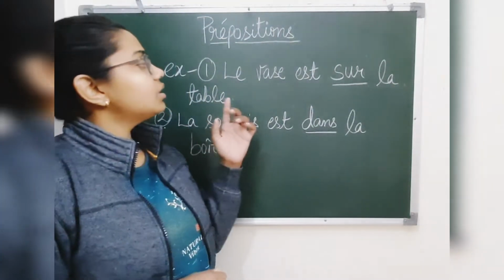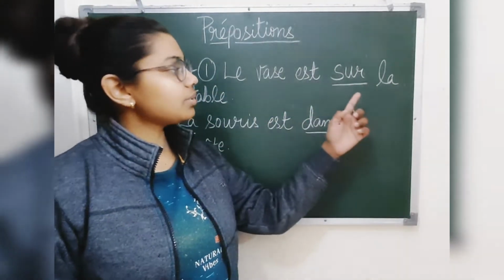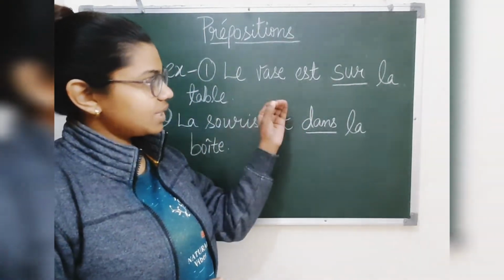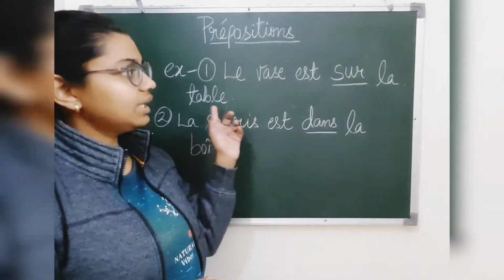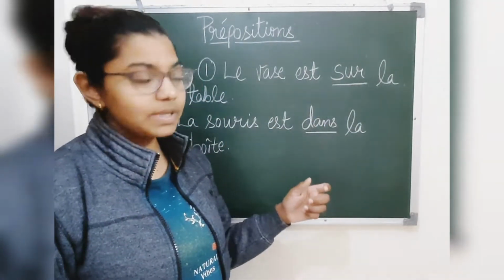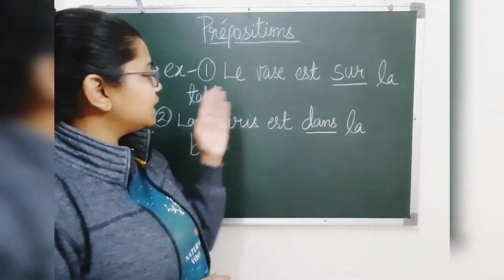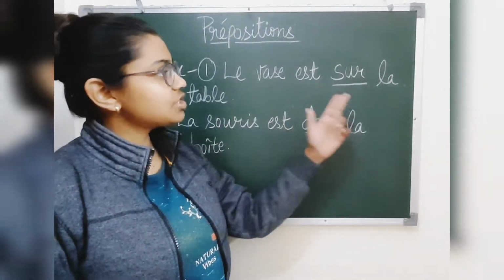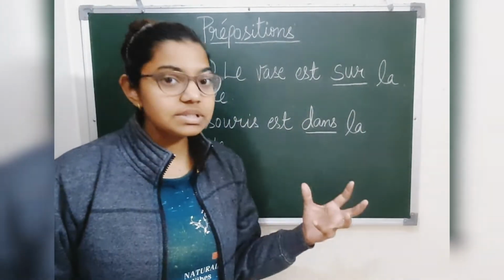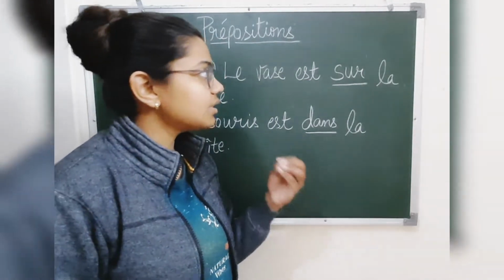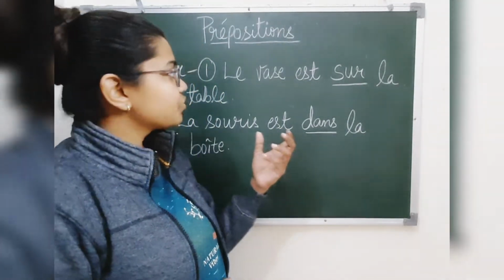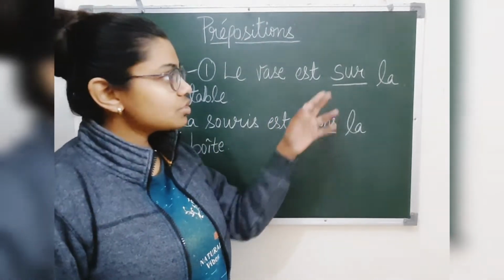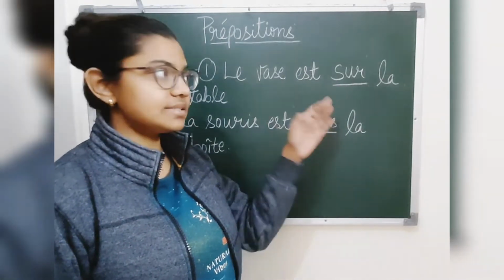Example number 1. Le vase est sur la table. Le vase. So where is the vase located? On the table. Sur means on. So, the vase is on the table. Le vase est sur la table. So a preposition is basically used to express the location of an object. Here the object is the vase and it is located on the table. So sur means on and it is a preposition.